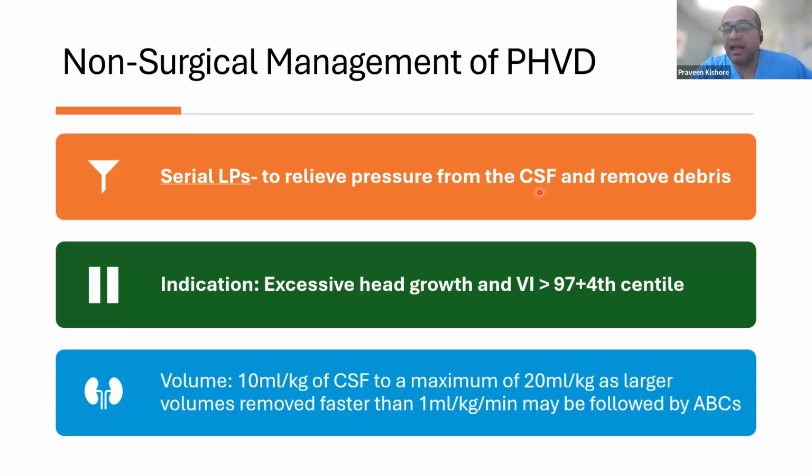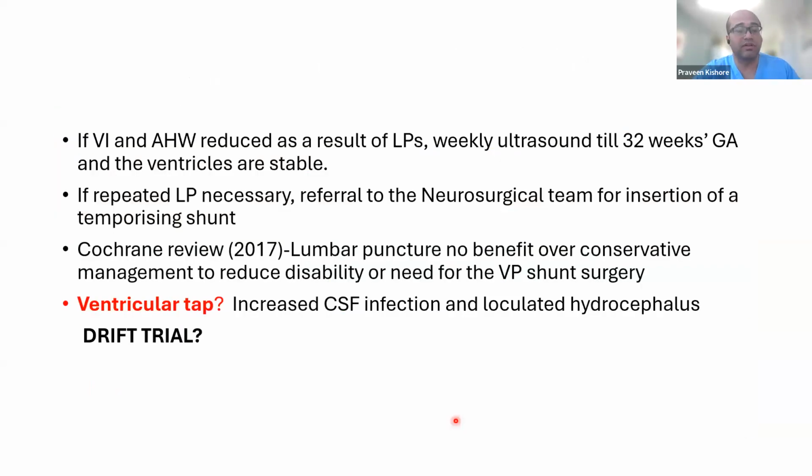So I have found serial LPs to be quite difficult, especially if you have a 24, 25, 26 weeker. 3 people have tried 5 times and you've got 5 mils out, which is basically 2 mils or 3 mils or 4 mils per kilo. And at least a minimum of 10 mils per kilo of CSF and up to a maximum of 20 is needed to make sure that there is a reduction in intracranial pressure and reduction of ventricular fluid. So we will talk about what Cochrane says.